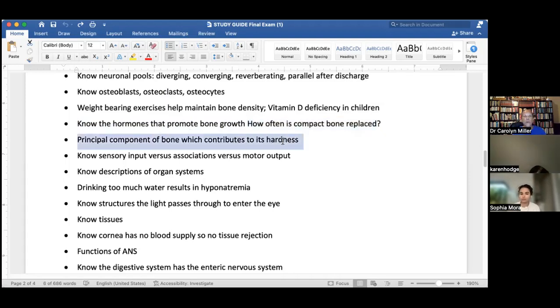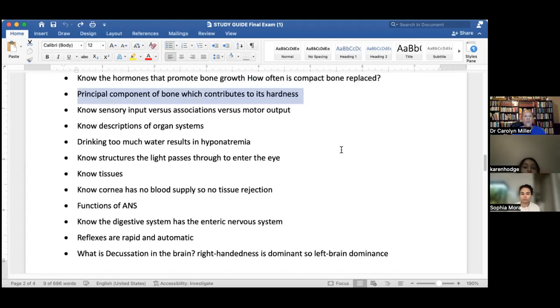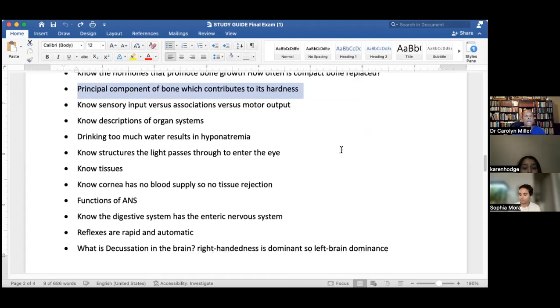The principal component that contributes to the hardness of bone is hydroxyapatite, which is calcium phosphate. And we know that bone lasts way long after death. It is inorganic. The inorganic principal component of bone is calcium phosphate crystals, hydroxyapatite.